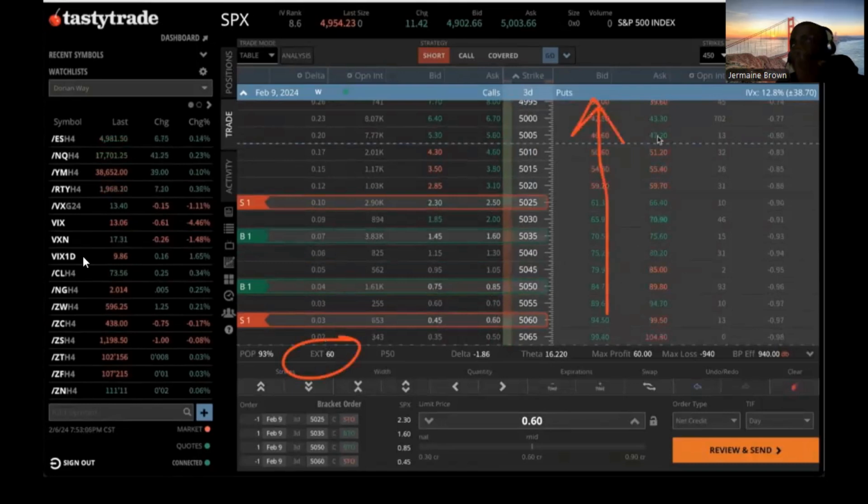You're not touching the other side. You're just rolling up one side. You're going from a lower delta to a higher delta, and it should always be a credit. In this case, it's a $60 credit.